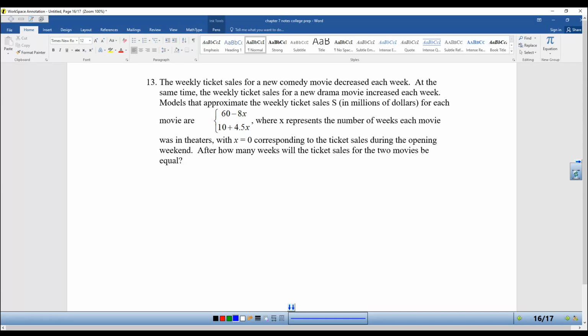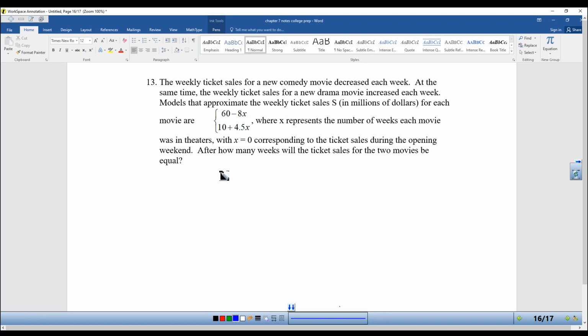Number 13. The weekly ticket sales for a new comedy movie decreased each week. At the same time, the weekly ticket sales for a new drama movie increased each week. Models that approximate the weekly sales tickets, S, in millions of dollars for each movie are given here, where X represents the number of weeks each movie was in the theaters. X is equal to 0 corresponds to the ticket sales during the opening weekend. After how many weeks will the ticket sales for the two movies be equal?